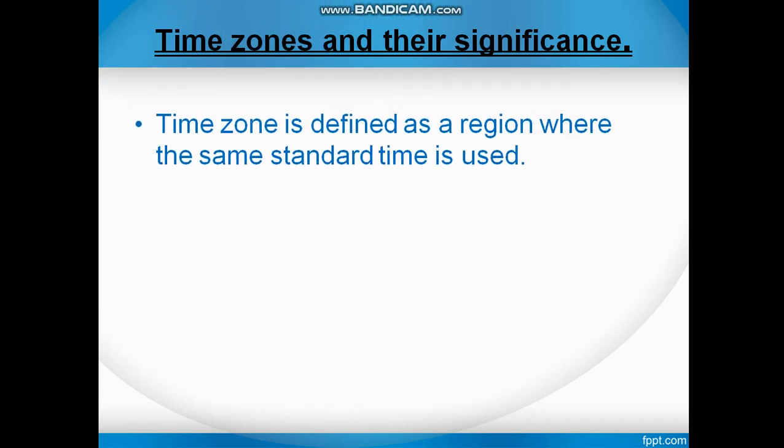A time zone is defined as a region where the same standard time is used. Basically, this is saying that the world is divided into different sections or regions, and the countries that fall within these allocated areas carry the same time. That's basically what time zones are.